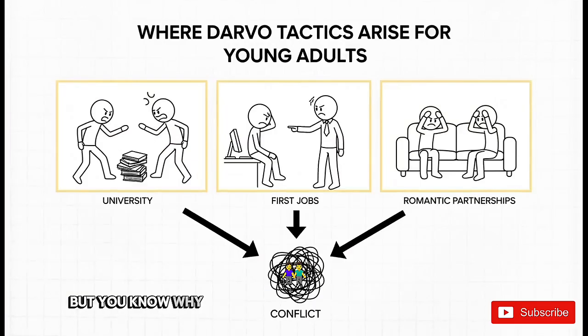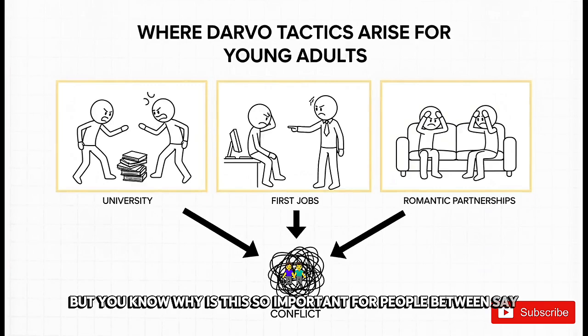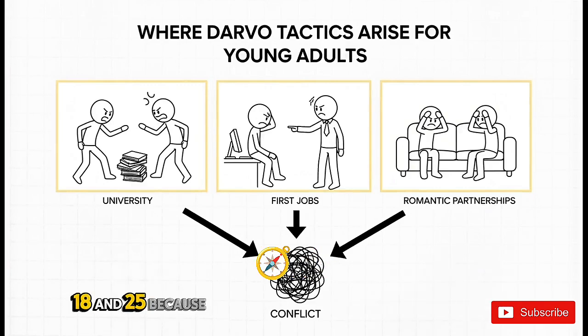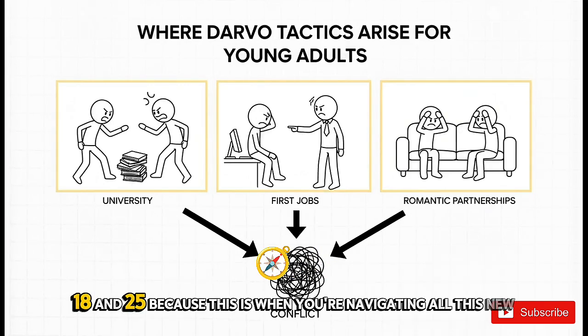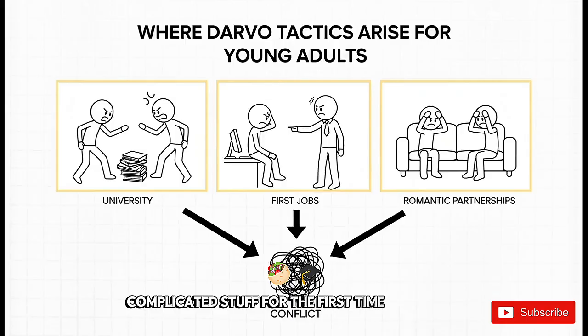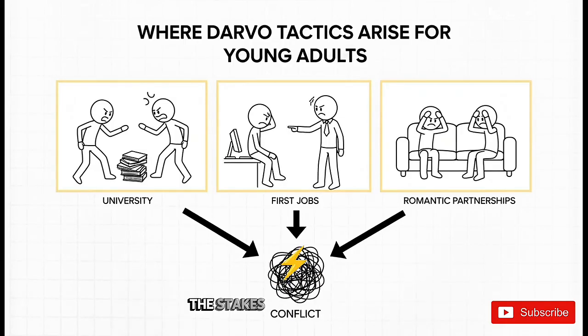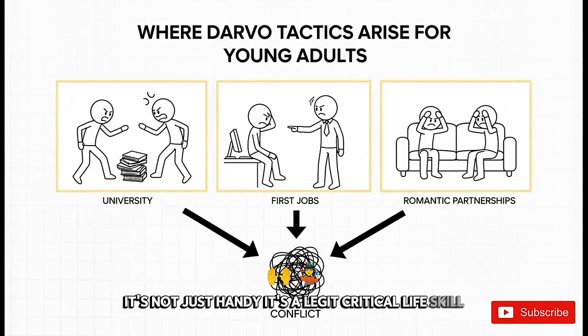But why is this so important for people between, say, 18 and 25? Because this is when you're navigating all this new, complicated stuff for the first time. University, your first real job, serious relationships. The stakes are just higher. This is the exact territory where DARVO can turn a simple misunderstanding into something way more damaging. So spotting this pattern early, it's not just handy, it's a legit critical life skill.